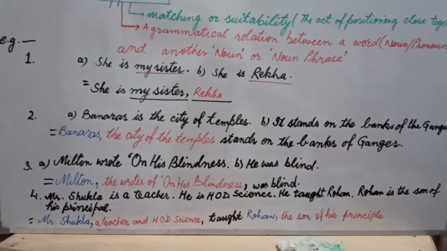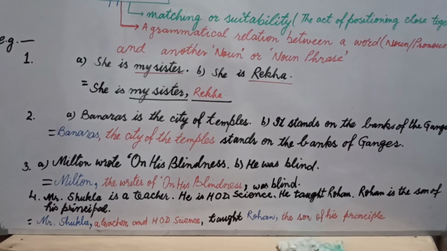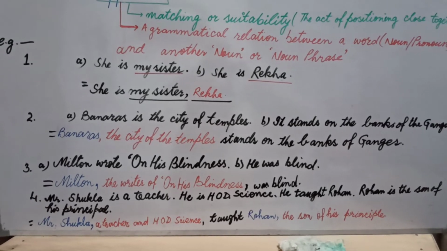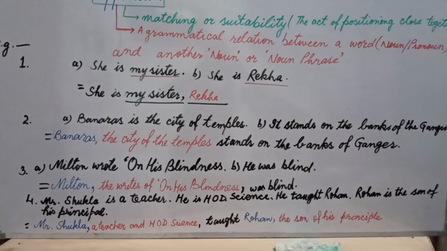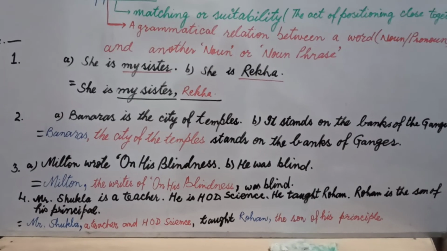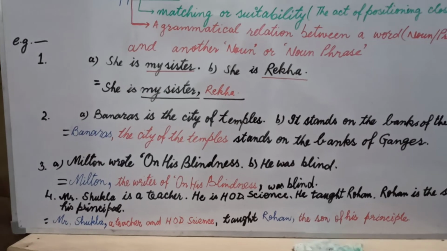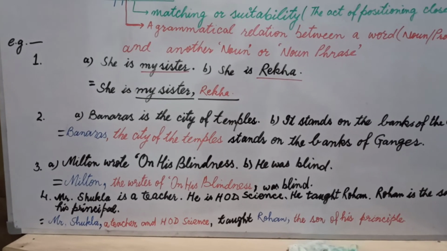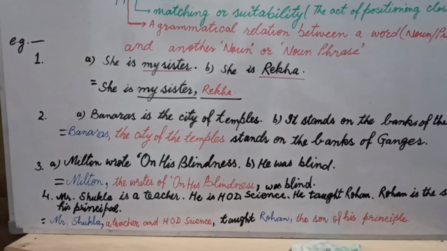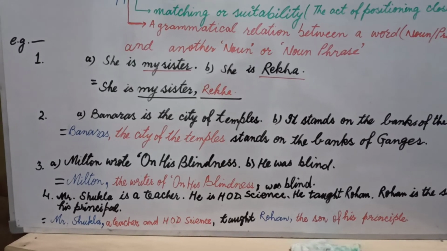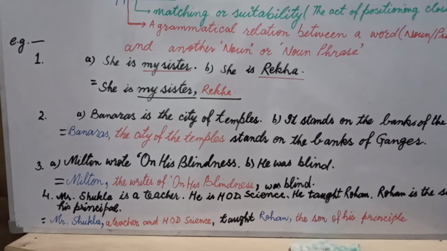Now begin. First, Mr. Shukla, the teacher, and HOD. These three things are the same, and we have learned so far only two things. In this way, I will write Mr. Shukla, comma, a teacher, and HOD. I use double case in apposition. Mr. Shukla, comma, a teacher, and HOD science, taught. Taught is the only one main verb.